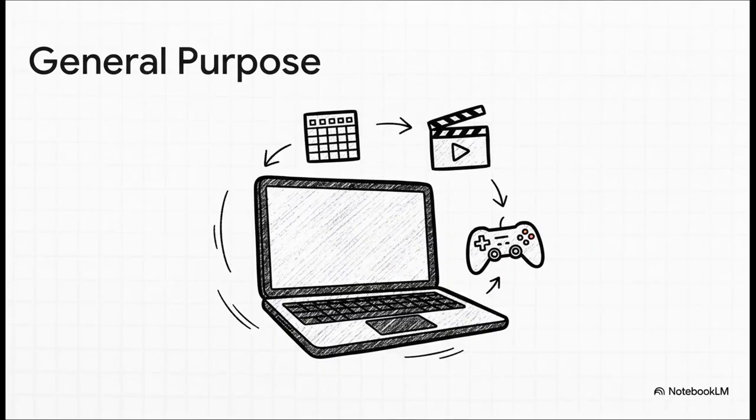Your laptop is the perfect example of a general-purpose computer. The hardware itself is just a blank slate. It's the software you run that defines its job. One moment, it's a word processor. The next, it's a movie theater. And after that, it's a gaming console. It's one machine with 1,000 different jobs.